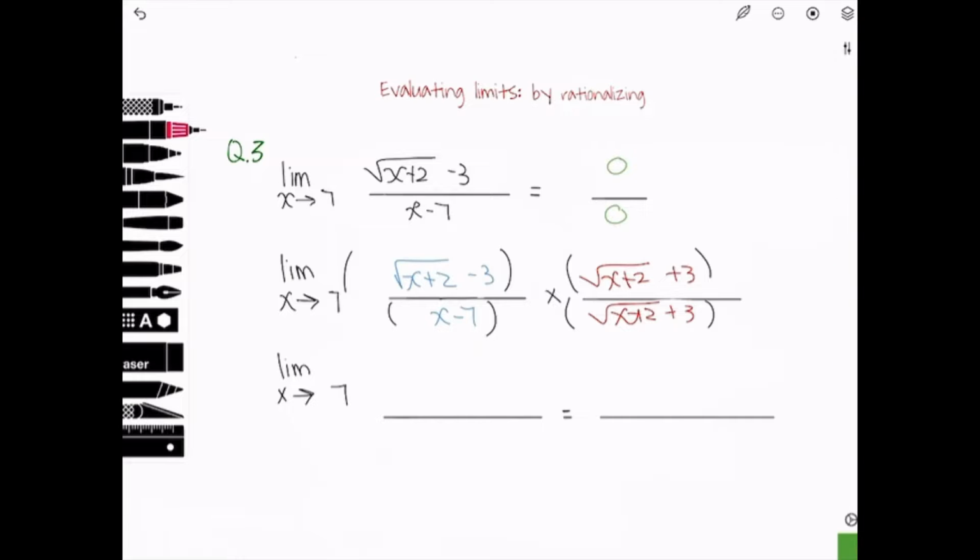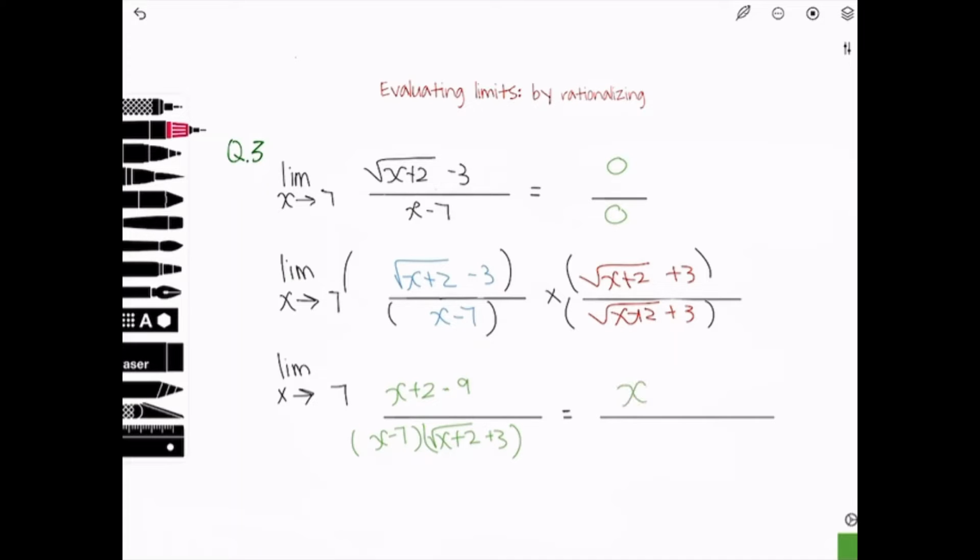So square root of x plus 2 times square root of x plus 2 would be x plus 2, and then negative 3 times 3 would be negative 9. And then the denominator would be the same as it is, so x minus 7 and square root of x plus 2 plus 3. So now there's a problem because we don't see any common factors. So what should we do? We should combine the 2 and the 9. So 2 minus 9 is negative 7.